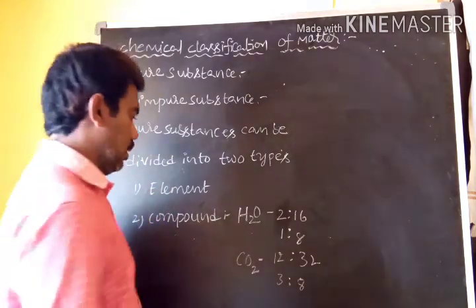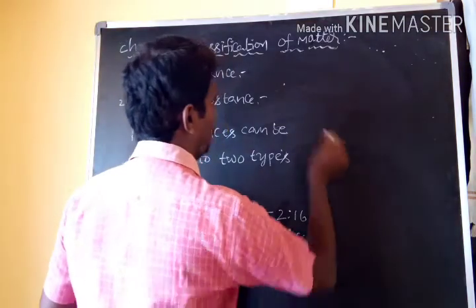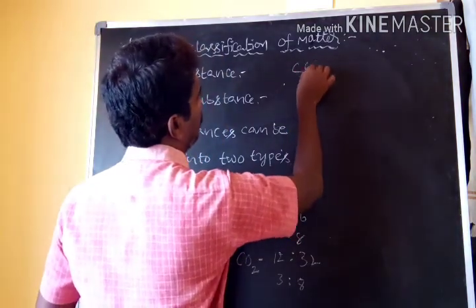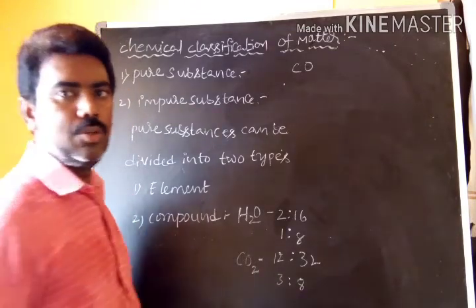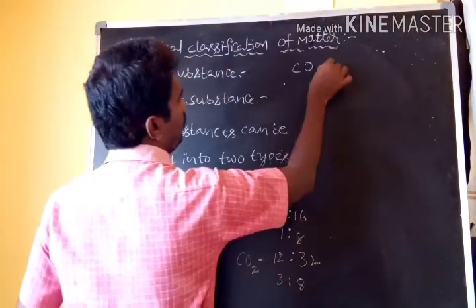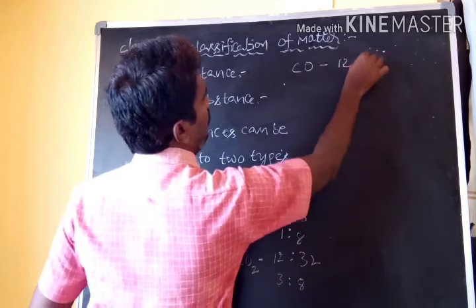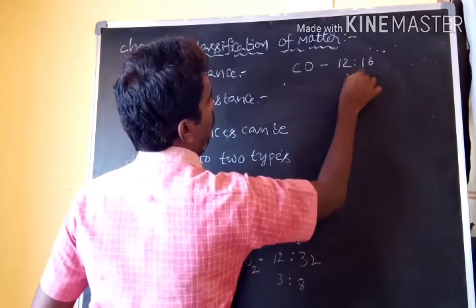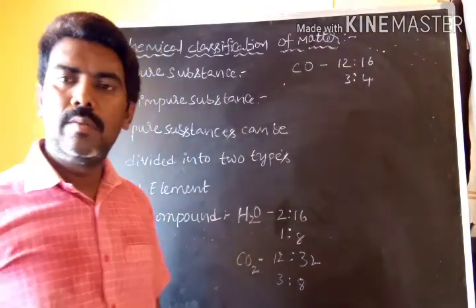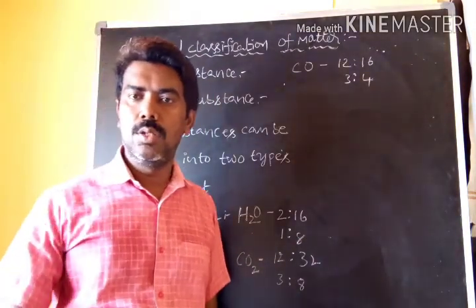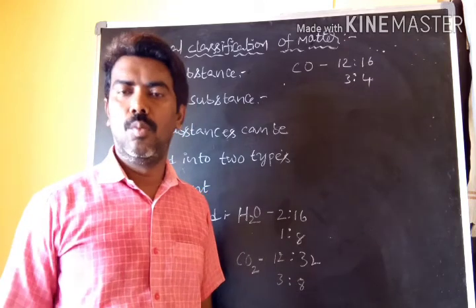Okay. Next, if you take the carbon monoxide, then what about the ratio of elements? 12 is to 16, that is 3 is to 4. In the formation of the carbon monoxide compound, the carbon and oxygen ratio is 3 is to 4.